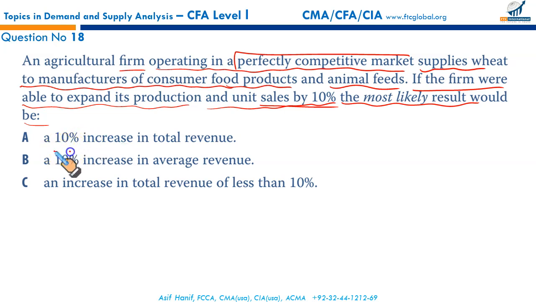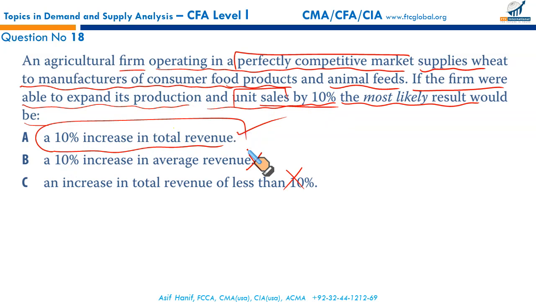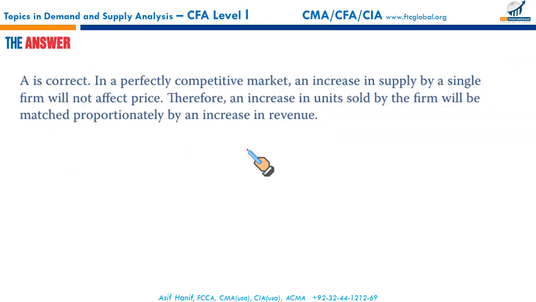By increasing the unit output, you will only be able to increase your total revenue. Average revenue in the perfectly competitive market stays the same for all firms. An increase in the total revenue of less than 10% is incorrect because you are operating in a perfectly competitive market. If you increase your unit sales, price stays the same and unit sales increase by 10%, so your total revenue goes exactly up by 10%. So that makes A the correct option.